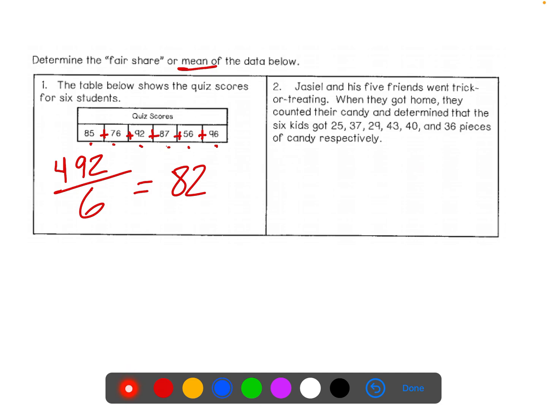Okay, what you should have found is that when you combined all of the candy counts of the 6 kids, you got a total of 210 pieces of candy. Again, shared between the 6 kids equals 35 pieces per child.